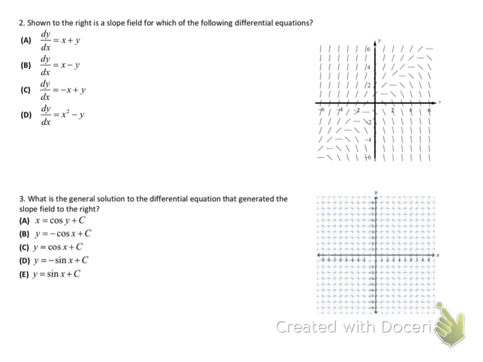So I have 2 multiple choice questions for you to try. Feel free to pause the video and give them a try. So for number 2, you'll notice that they gave you a slope field and you are given the differential equations. And I want you to notice the difference between 2 and 3. For number 2, they gave you the dy dx's. They gave you the derivative. For number 3, they gave you just the y equals.